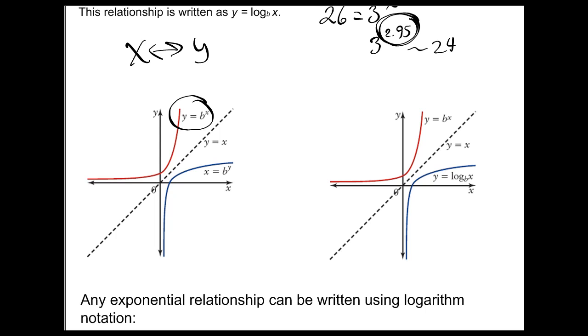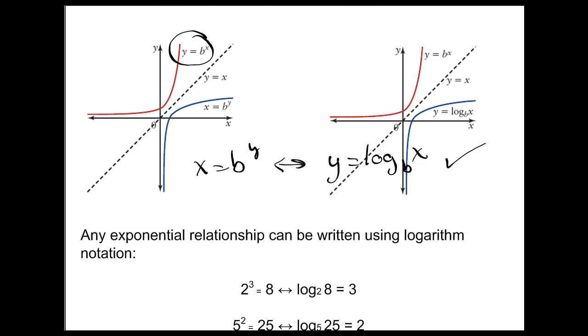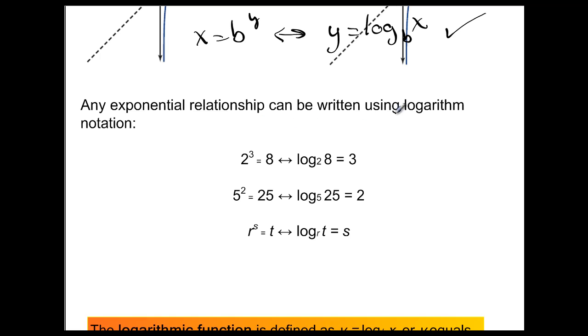What we're going to look at is the relationship of x is equal to b to the power y, and the fact that you can rewrite it in the form of y equals log base b of x. The reason we might do this is because sometimes we want to find that value of y, or that exponent, and we're used to writing y equals something. This is where logs can help us out. By definition, any exponential relationship can be written using logarithmic notation.